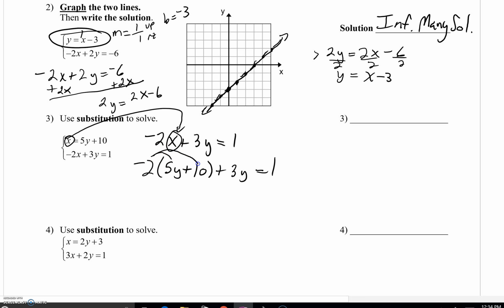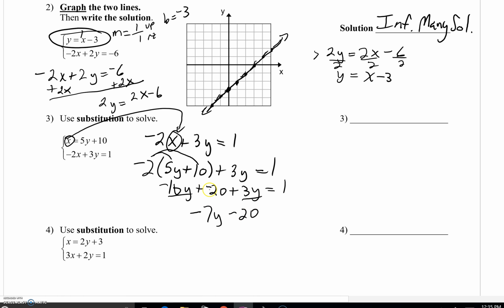As I distribute this, negative 2 times 5y is negative 10y. Negative 2 times 10 is negative 20. It's at this point that we have to be very, very careful. You want to combine like terms. Negative 10y plus 3y would get you negative 7y.